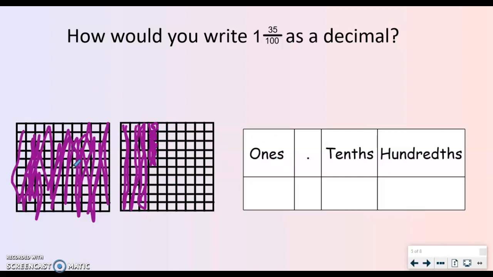Well, I have a whole block shaded in here, so I put a 1 in my ones place and bring down my decimal point. And for tenths, each one of these completely shaded in columns would count as a tenth. So I have 1, 2, 3 columns completely shaded in. And then my hundredths, those are going to be these individual little squares that I colored in. So 1, 2, 3, 4, 5. So 1 and 35 hundredths. Here it is in fraction form. Here it is as a model. And here it is as a decimal.